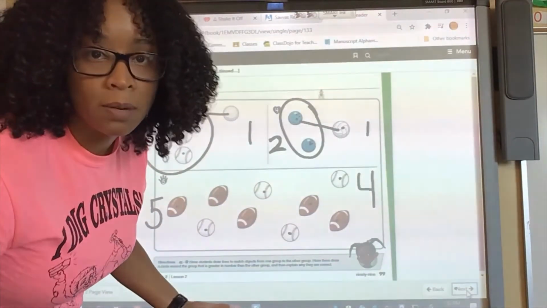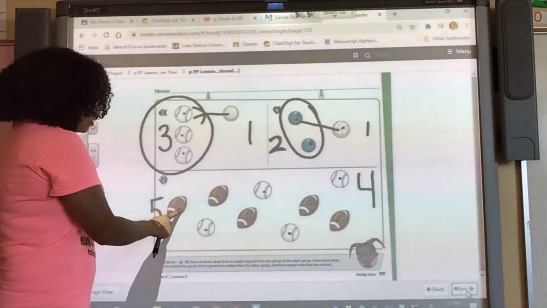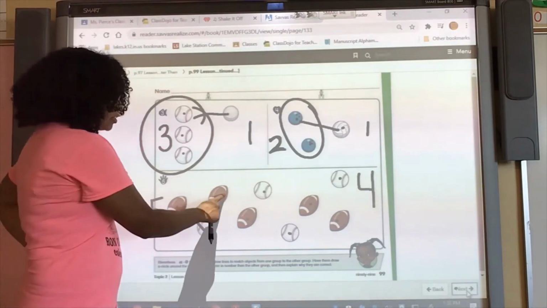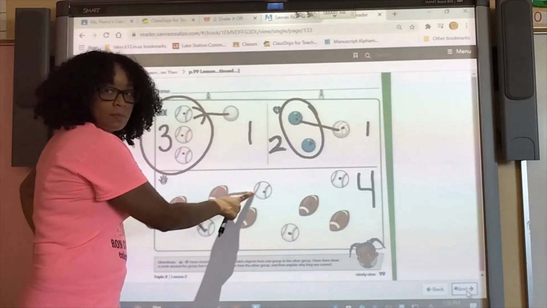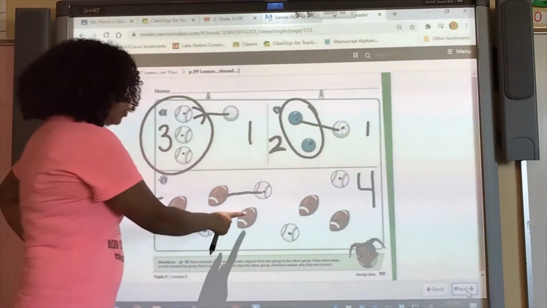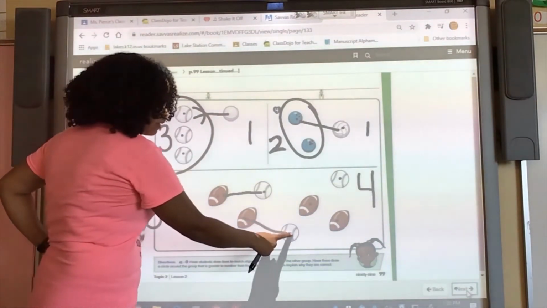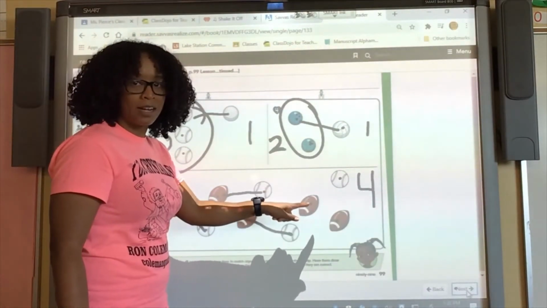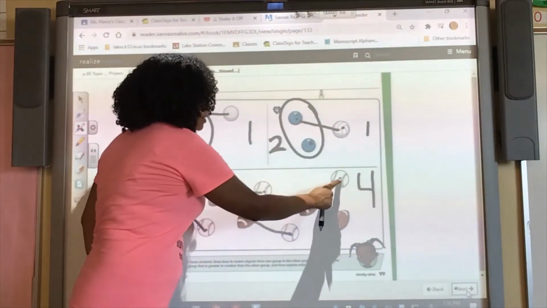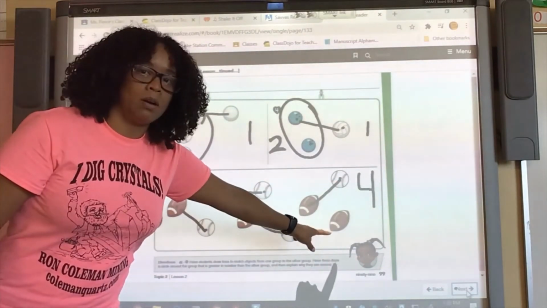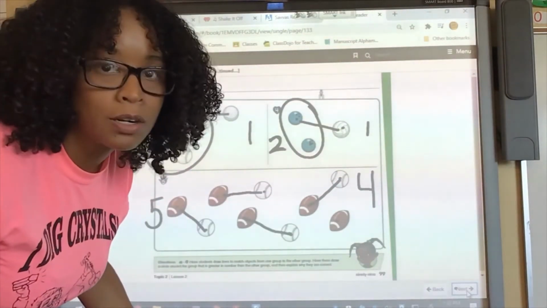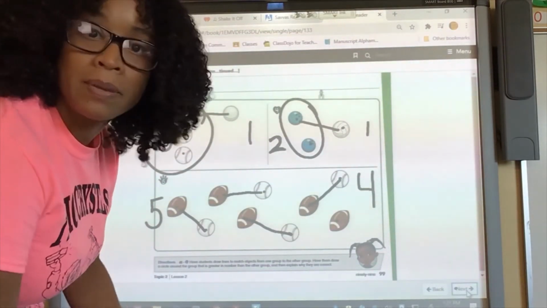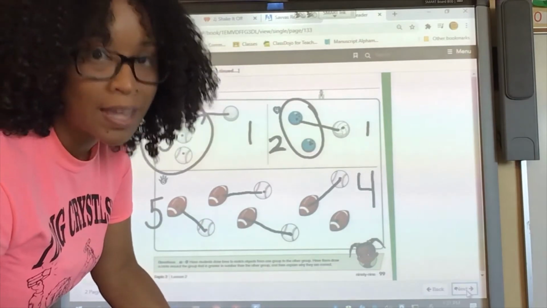Now let's connect their partners and see. Does this football have a baseball partner? Yep, right there. What about this football? I can connect them with this one right there. And this football, he has a partner right here. Let's check this football. Does this football have a partner he could connect to? Yeah, he does, right there. What about this football? Nope, he doesn't have a partner. So that means that there's more footballs than there are baseballs. That means that the footballs are greater than the baseballs.